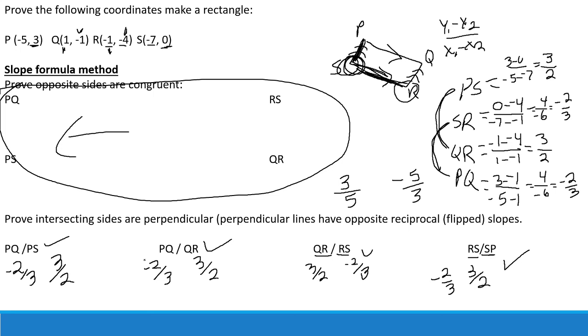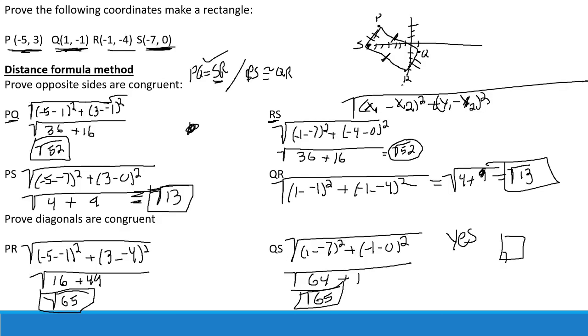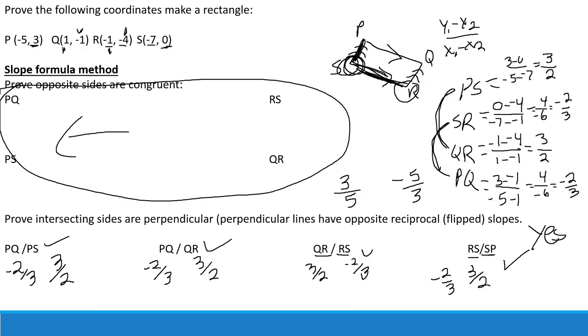So all 4 angles are opposite reciprocals. All 4 angles are perpendicular. Therefore, they're all right angles. So yes, this is a rectangle because all opposite sides are congruent and all angles are right angles. So that's another way of doing the same problem. It depends on which ones you're more comfortable with. If you're more comfortable using the distance formula and just proving that sides are congruent, use the first way we did. If you're more comfortable using the slope formula, which in my view is a little bit quicker, you just have to make sure that you pair up your lines correctly, then you can use the slope formula.